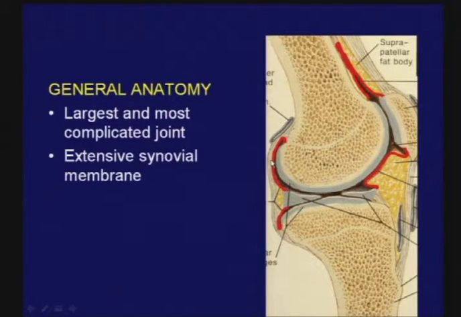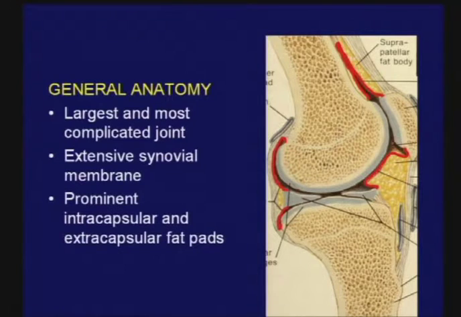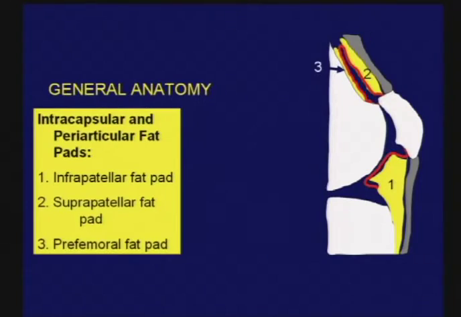And posteriorly, you can see that the synovial membrane in this drawing, anyway, is reflected over the edges or peripheral portion of the meniscus. We'll return to that point as we talk about the meniscus in the next lecture. There are very prominent intracapsular and extracapsular fat pads intimate with the knee joint, and so I thought we would start our discussion dealing with those fat pads.